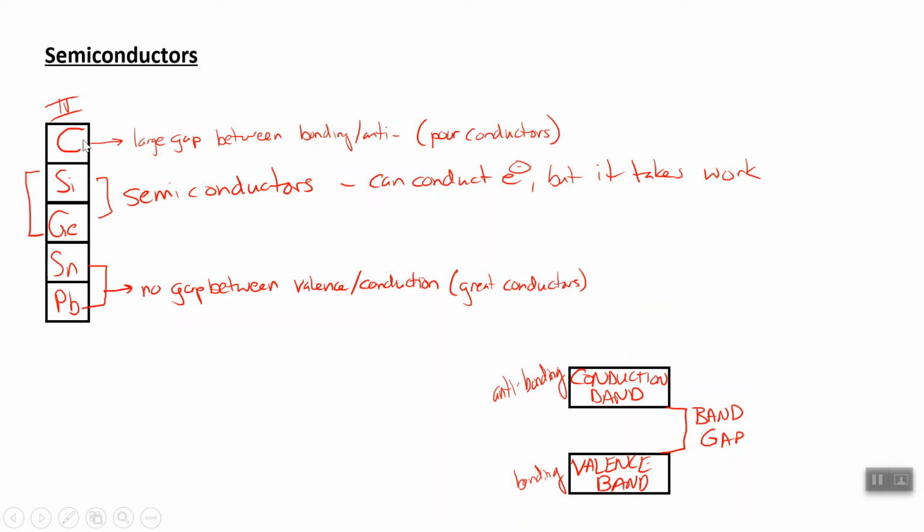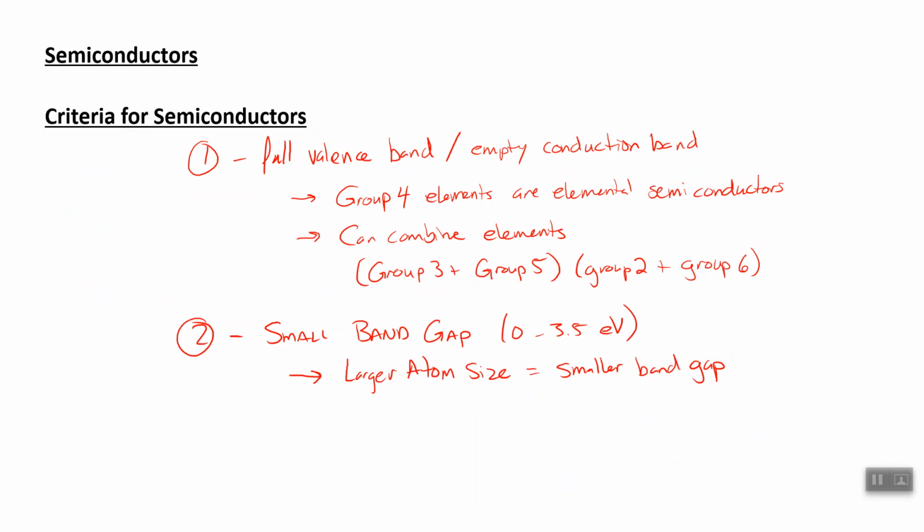Carbon is no good because the band gap is too large. Tin and lead are very poor semiconductors because, of course, their band gap ends up being too small, and so there's no longer any resistance to the conductivity. Silicon and germanium end up being the right size. So the larger the atom size gets, the smaller the band gap is.